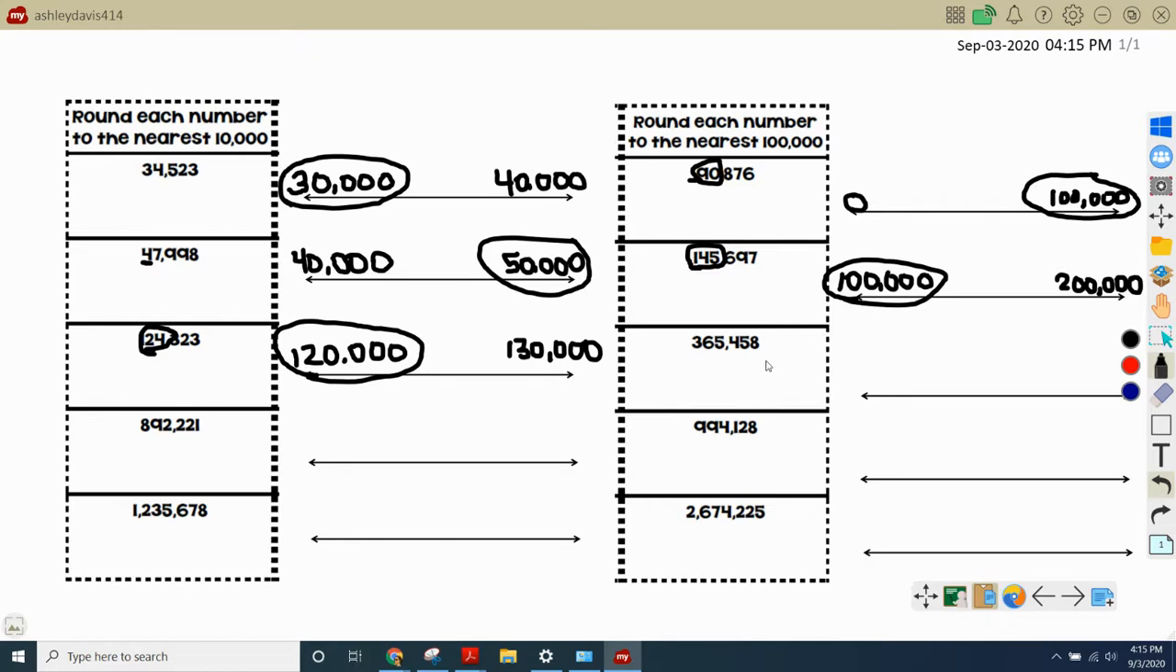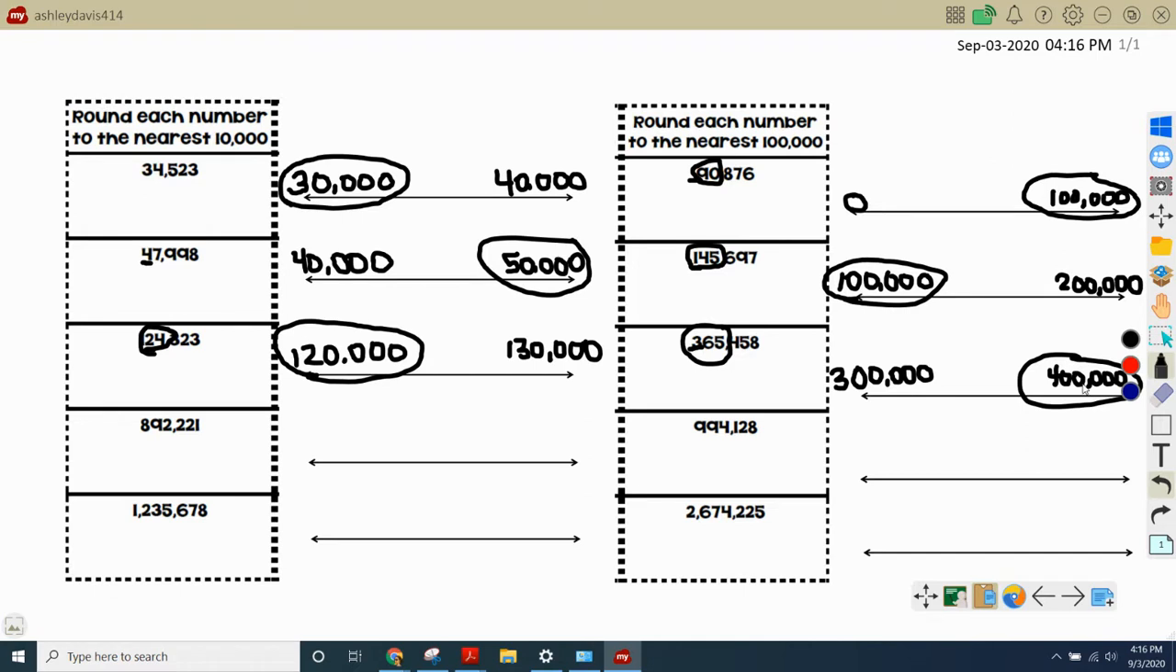Okay, next, let's go over this one. So the 3 is in the 100,000s place. So the first number I write on my number line is 300,000. Okay, if I were to count by 100,000s on this number line, the next number would be 400,000. Okay, so then I think, is 365,000 closer to 300 or 400? Well, 365 is closer to 400.